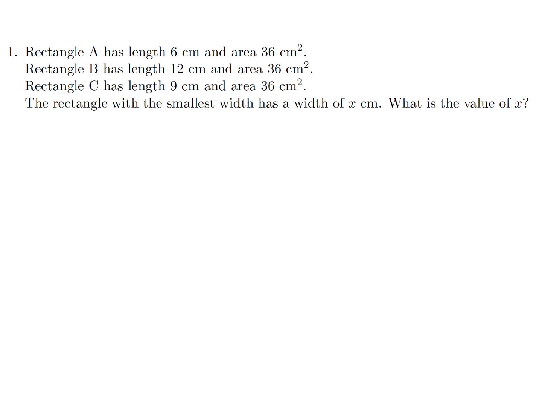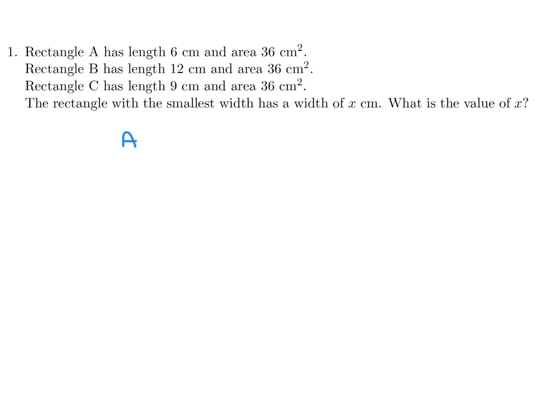Rectangle A has length 6 and area 36. Rectangle B has length 12 and area 36. Rectangle C has length 9 and area 36. The rectangle with the smallest width has a width of x. What is the value of x?